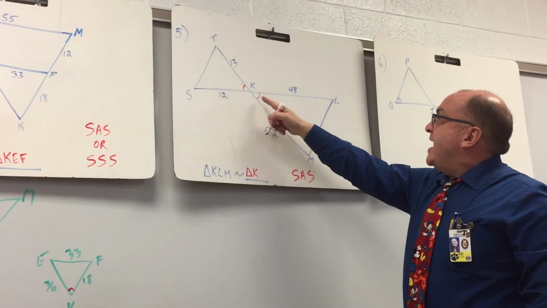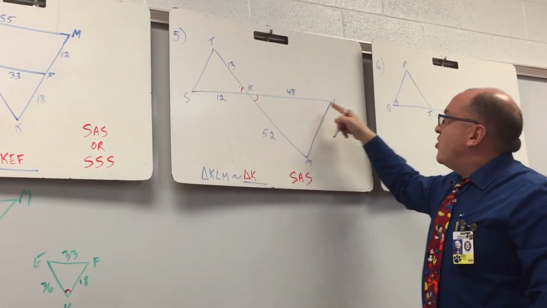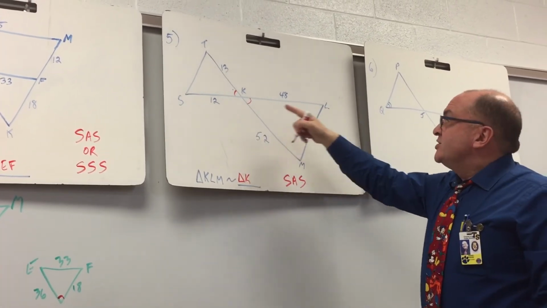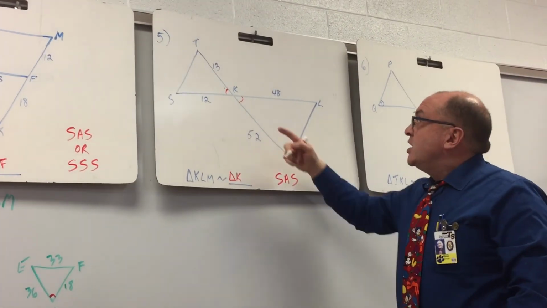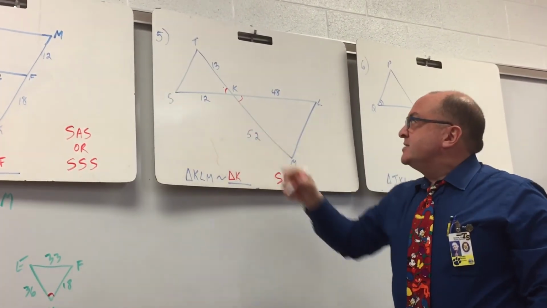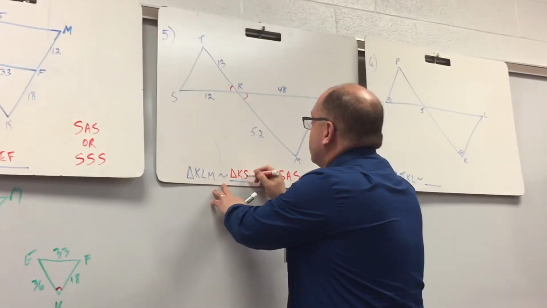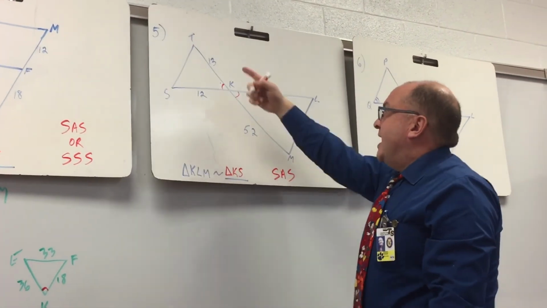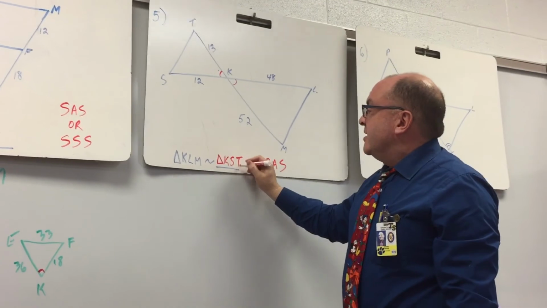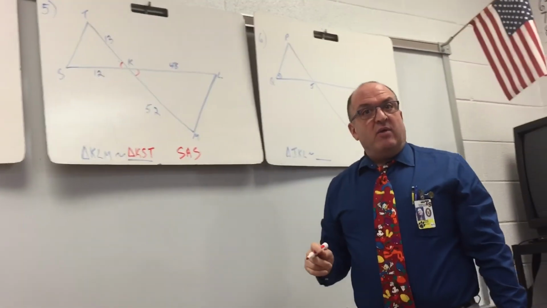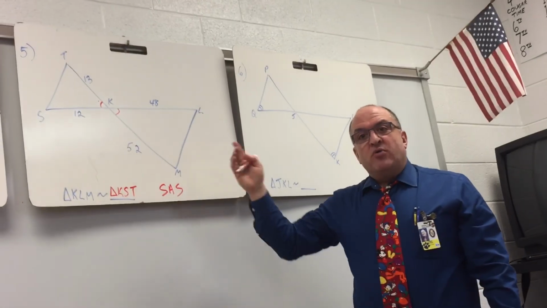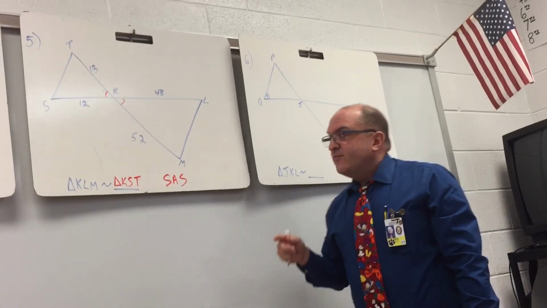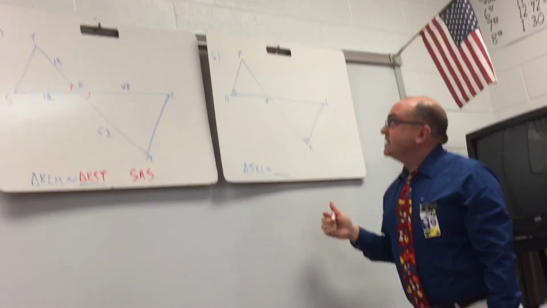Now, K goes straight across to L, all right? So I'm going to go from K straight across to S, okay? And then the last one is going to be T. Does that make sense why that works? Okay? Now, it won't always work like that. For example, it could work like this.